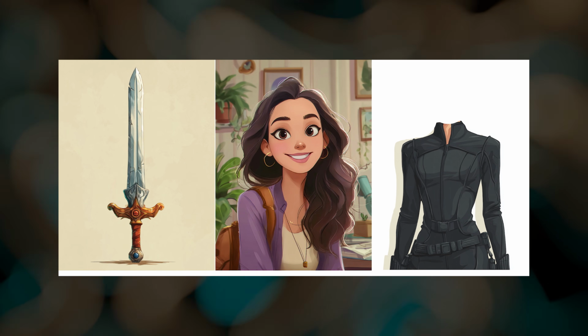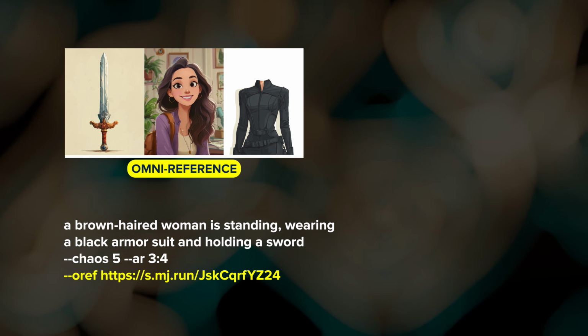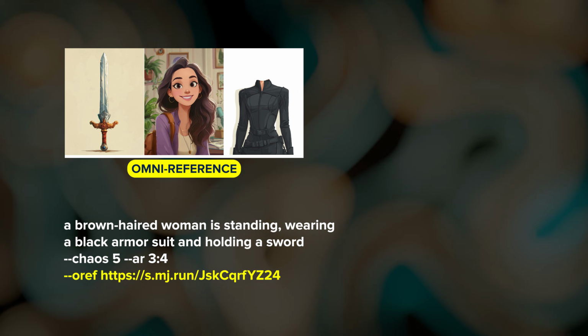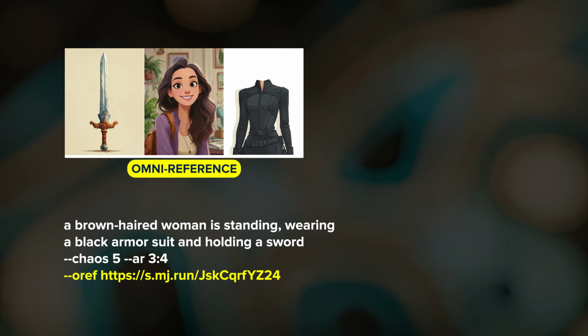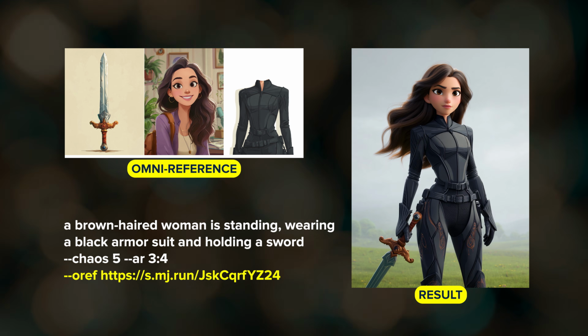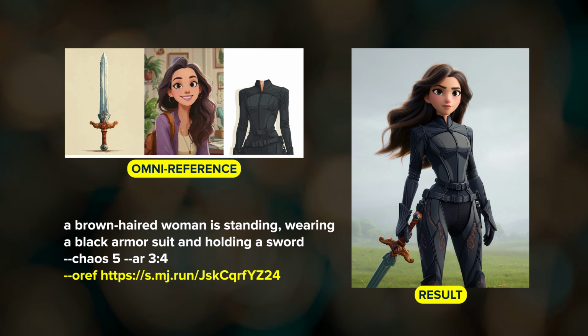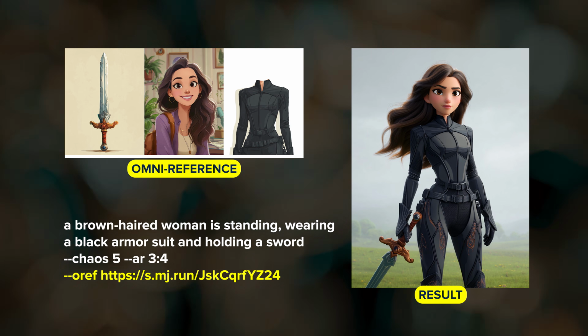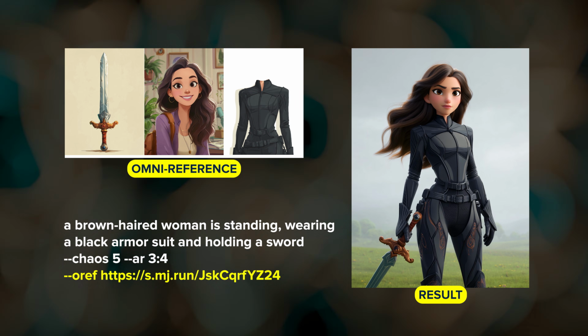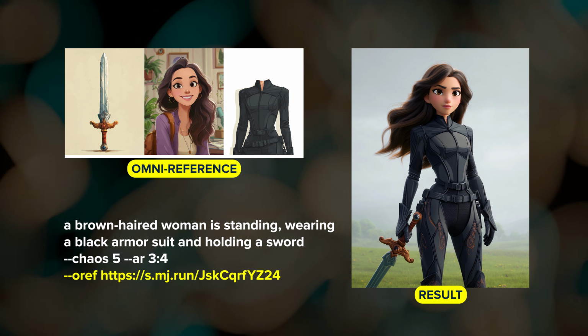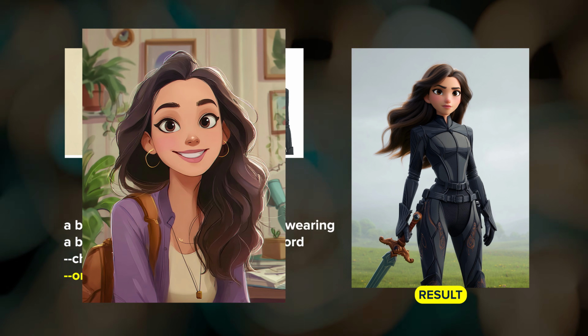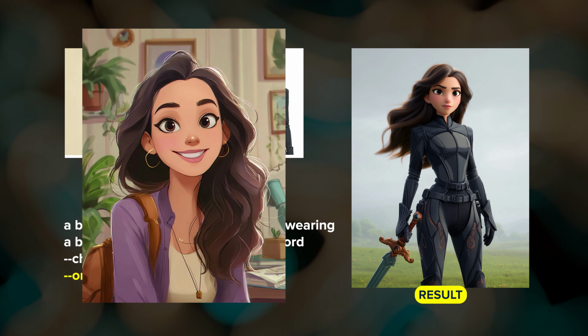For my first attempt, I started really simple, prompting for a woman standing, wearing a black armor suit, and holding a sword. And this was one of the results. So we're off to a pretty good start. The suit details actually match really well, the sword isn't bad either, but I wanted the results to be in the same style that we see in my original character image, so more of a flatter illustration style.